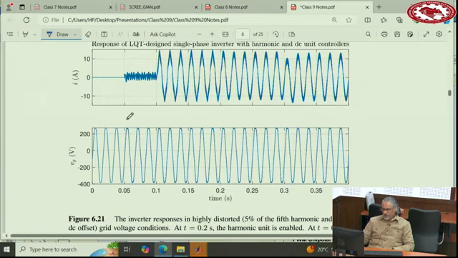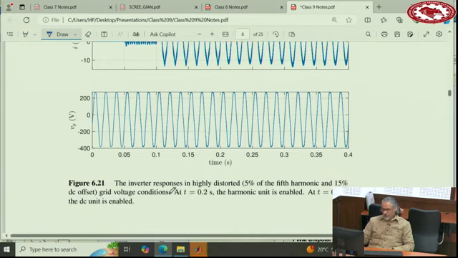Now, in this simulation, which I will run on the computer as well, the situation is that the inverter responds in a highly distorted condition, which is 5% of the fifth harmonic and 15% DC. Because DC, you cannot see it, for that reason I really increased it so we can visibly see what's happening. At T equals 0.2, the harmonic unit is enabled. At T equals 0.3, the DC unit is enabled.